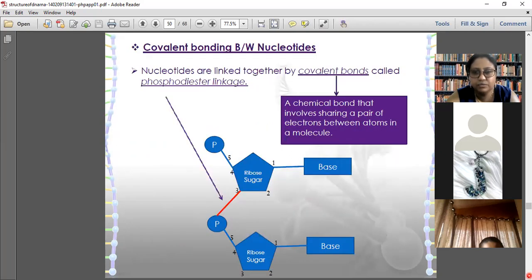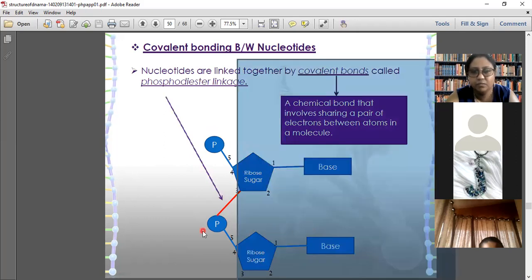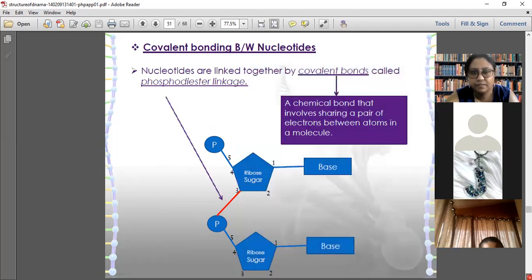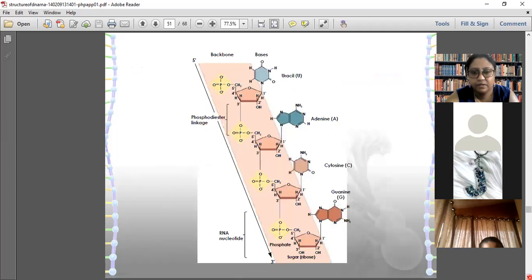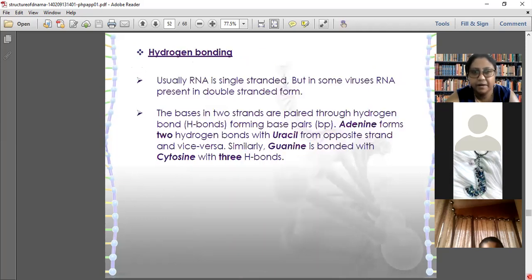This is how two ribose sugars are connected with each other. The link which is operational here is called phosphodiester linkage. It is the same with the DNA molecule. This is how RNA is there.